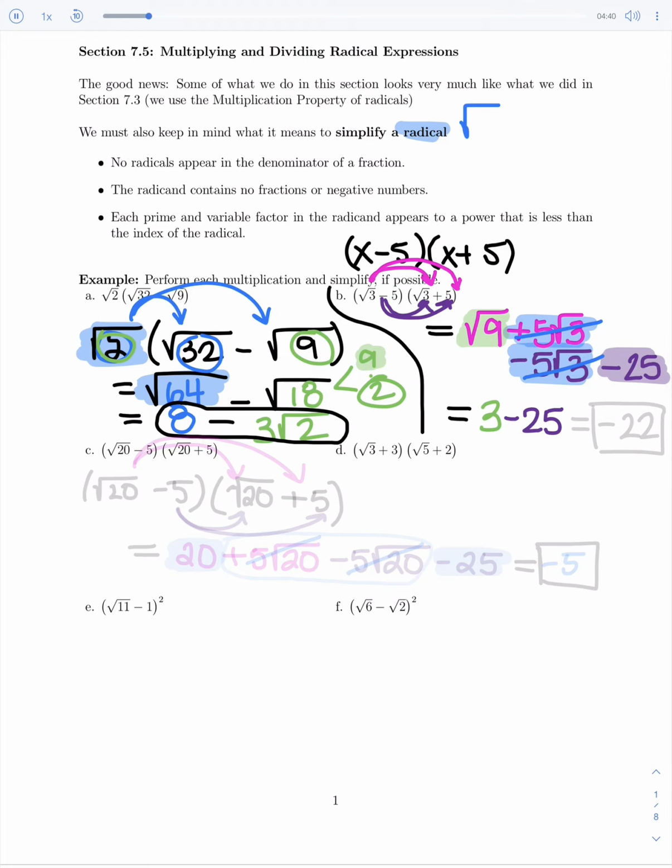Well, they're both numbers. So they're like terms. I can go ahead and subtract them. What is 3 minus 25? Well, it's a negative 22. And we're done with that one.